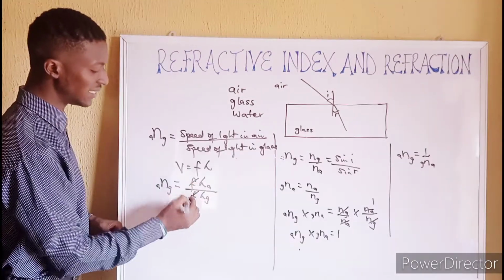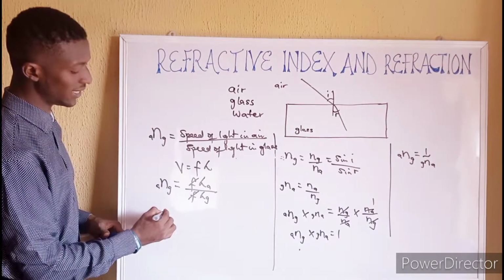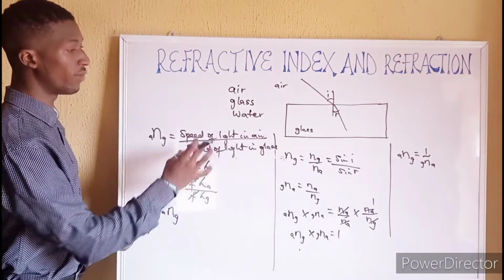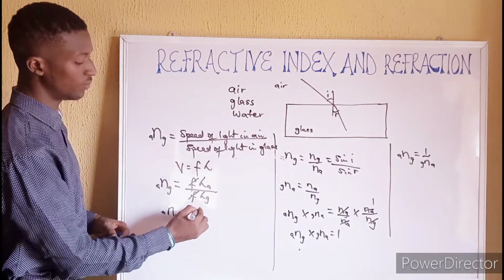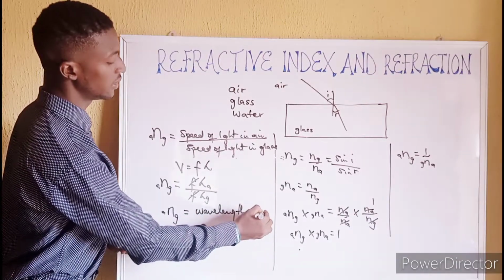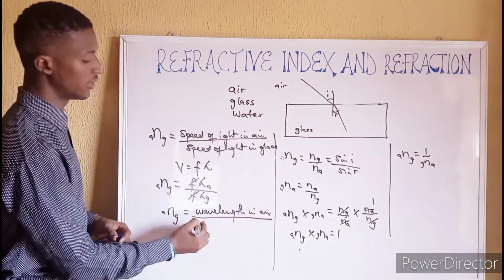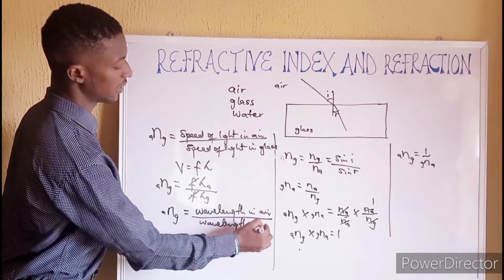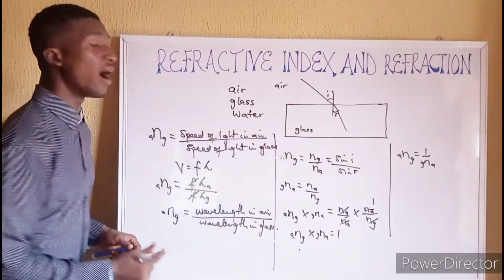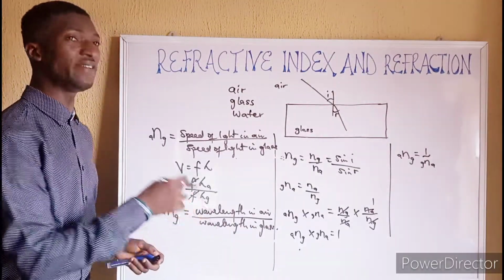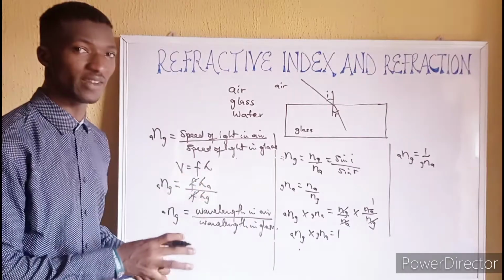The frequency is the same, so this cancels out. Then we can generally take it now that the refractive index of light moving from air to glass can as well be taken to be the wavelength in air over the wavelength in glass.